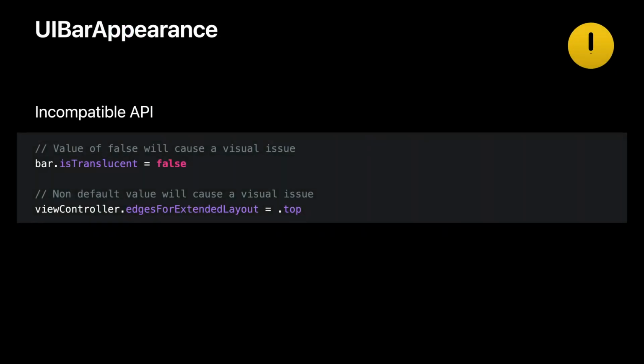While UIKit does its best to make this new appearance seamless in your app, there are a few issues you may encounter. You should audit your code for places where you may be setting a bar's translucent property to false, and check for any UIViewControllers that have non-standard edges for extended layout. Both of these conditions will cause visual issues with the new appearance.